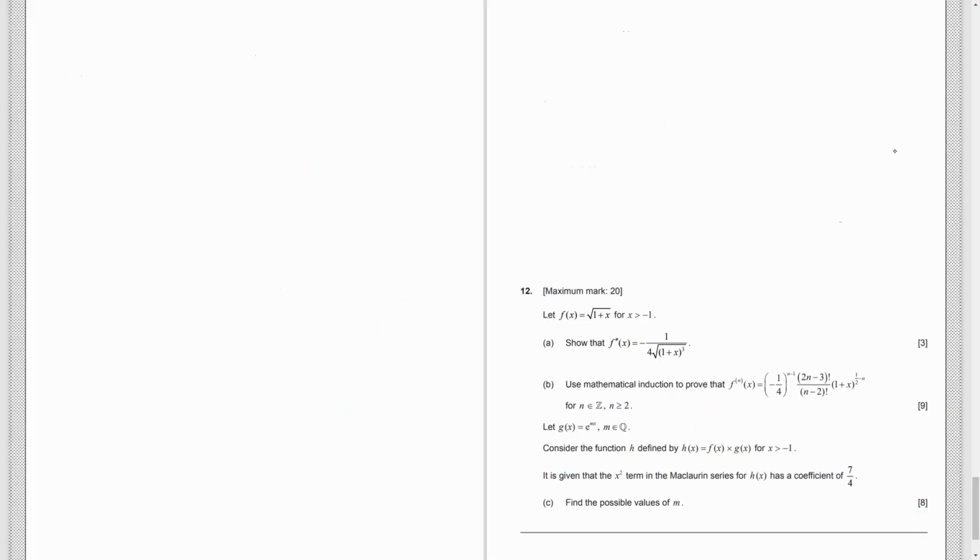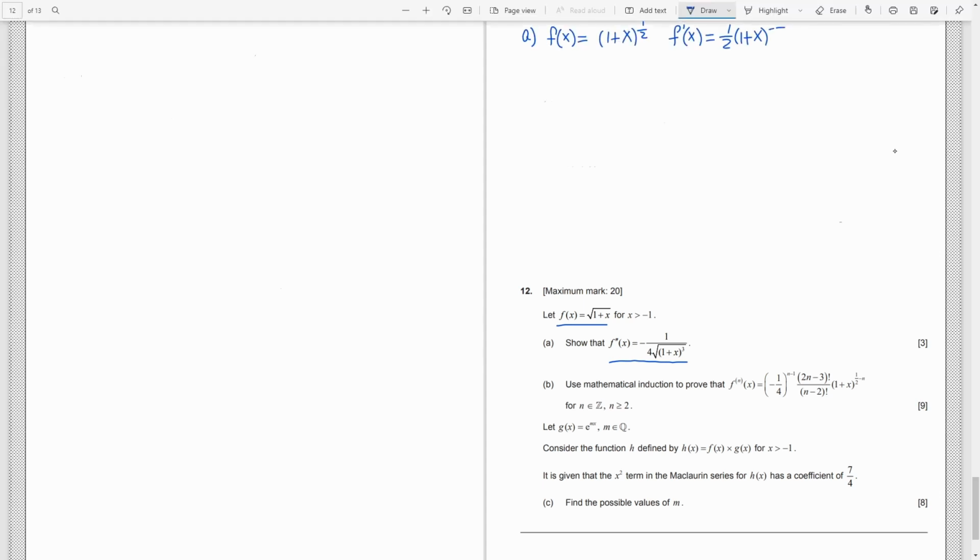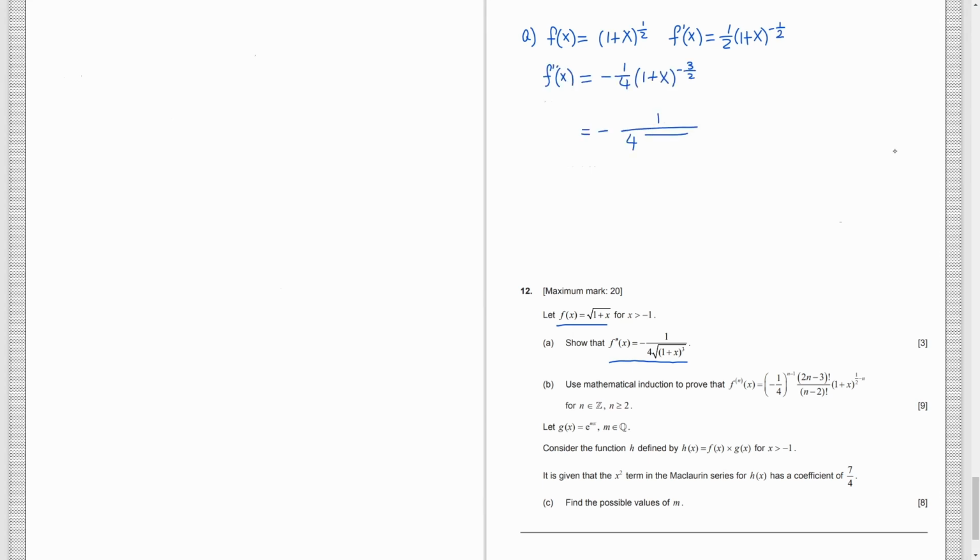Question 12. The final question. Part A. A function f is this, and we need to find its second derivative. So, we just do 2 times differentiation on that. By power rule and chain rule, the answer can be found.